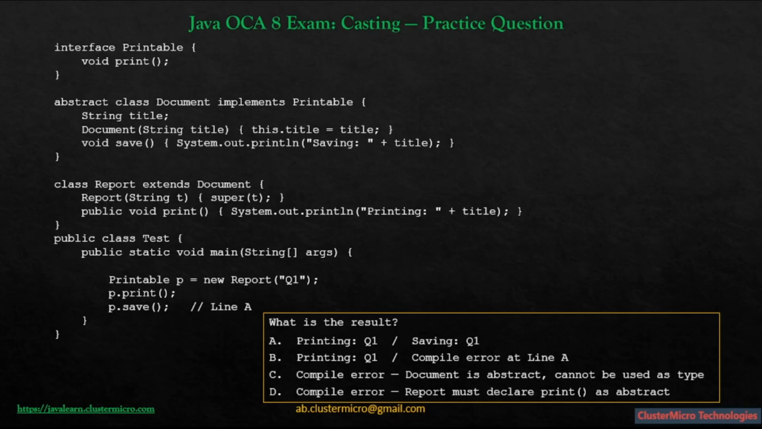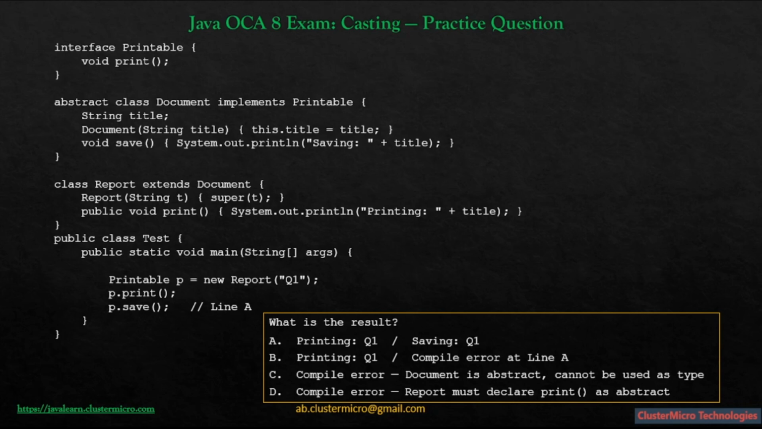Let's understand the structure first before we trace the code. Printable is an interface with one abstract method, print. Document is an abstract class that implements Printable but does not provide a body for print. It leaves that obligation to the concrete subclasses. Document adds its own concrete method save and an instance variable title. Report extends Document and finally provides an implementation for print. Report is the first concrete class in the chain.